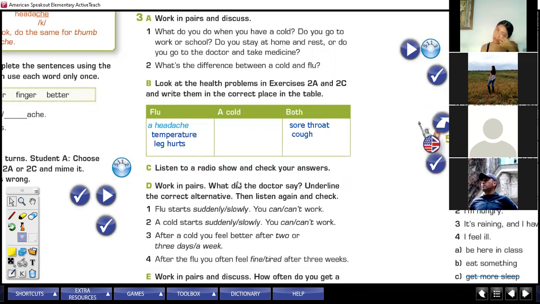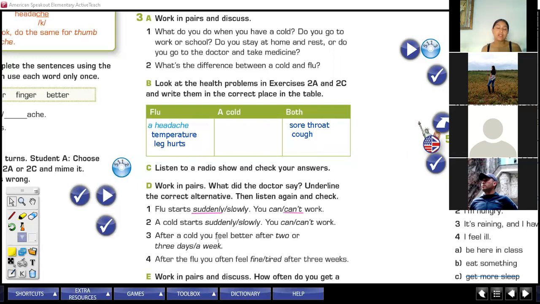Okay, so then the runny nose, it was mentioned. Where was it mentioned? Flu or cold? Cold, I saw that. Cold, right? Very good. Okay, now let's go and answer this. The flu starts suddenly or slowly? Suddenly. Suddenly, very good. You can or you can't work? Beta says you can't work. Very good.